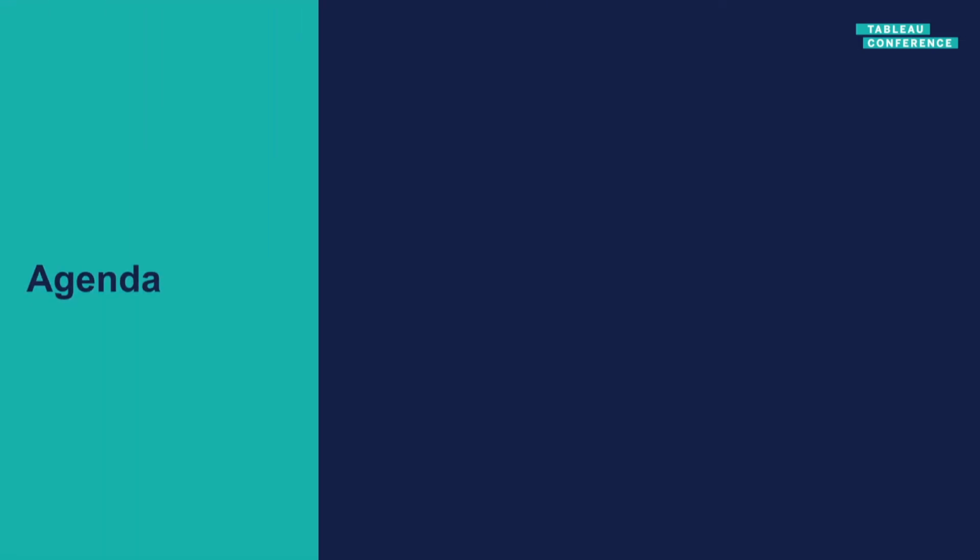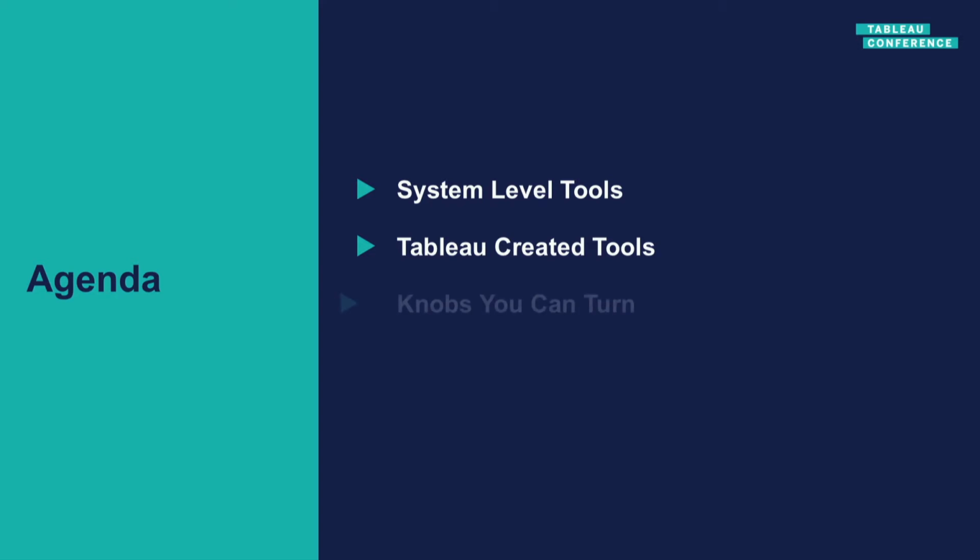So I want to briefly go over the agenda, and then we're going to get started. So we're going to start at some system-level monitoring tools, really the basics. How do we get onto a computer, look at what resources are being used, how do we save that information to get historical data. Next, we're going to talk about tools that we at Tableau created specifically for monitoring Tableau.